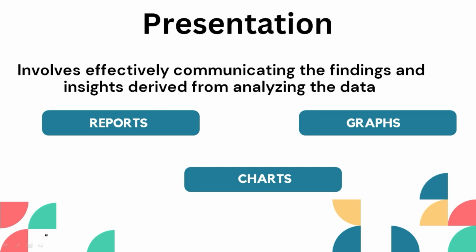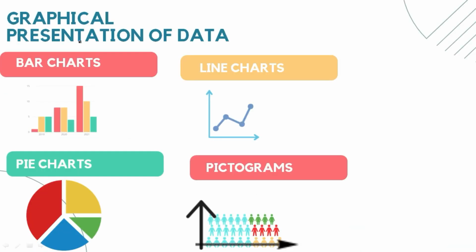Okay, so we have different ways to present the data that we got. We can provide reports. We can plot the results in a graph, a chart or tables. The presentation can be done in different ways, by providing diagrams and figures. So there are different methods to present the data in a visually appealing manner. Now the last one, which is the graphical presentation of data. So now we have to present the data graphically. So we have bar charts, line charts, pie charts and pictograms.